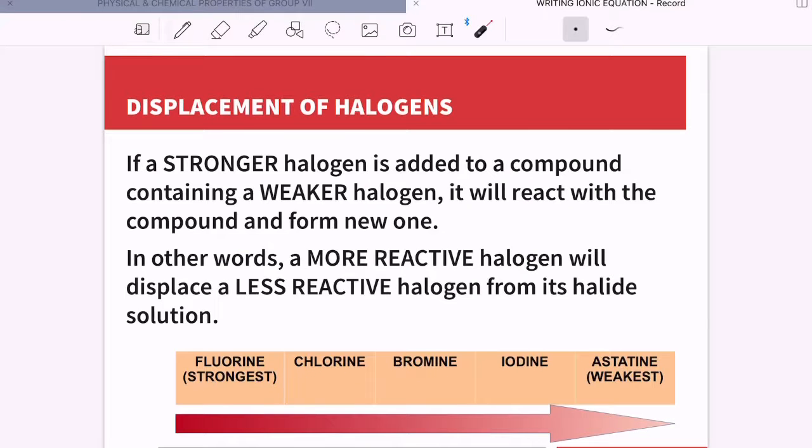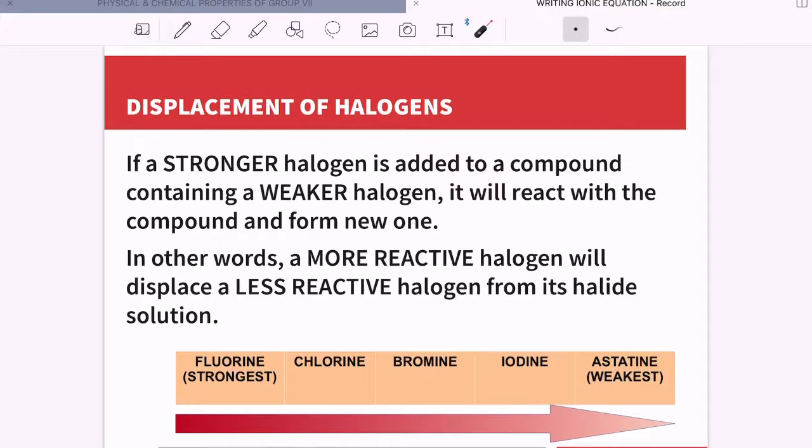In this video, I am going to discuss how to write the ionic equation for displacement of halogens. So firstly, you must know what is displacement of halogens. If a stronger halogen is added to a compound containing a weaker halogen, it will react with the compound to form a new product. In other words, a more reactive halogen will displace a less reactive halogen from its halide solution.